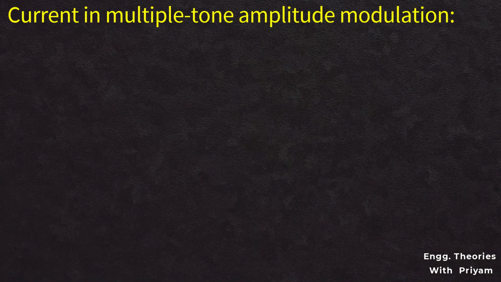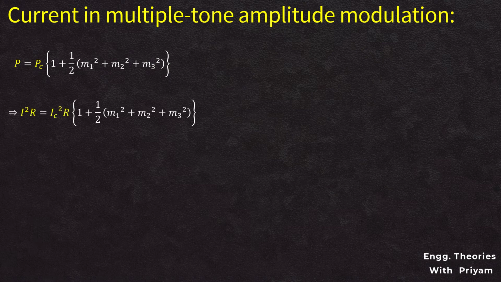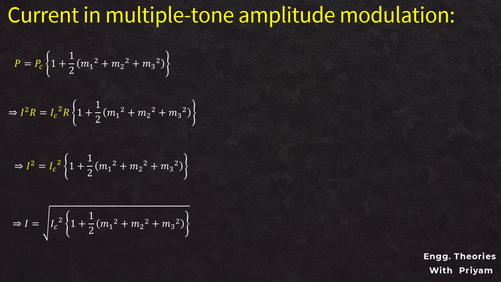Now, let's calculate the current in the multiple tone amplitude modulation. For multiple tone amplitude modulation, total power P is equal to PC into 1 plus half into M1 square plus M2 square plus M3 square. Replace P by I square into R and PC by IC square into R. Then the equation will become I square into R is equal to IC square into R into 1 plus half into M1 square plus M2 square plus M3 square. Eliminate R from both the terms, then it will become I square is equal to IC square into 1 plus half into M1 square plus M2 square plus M3 square. Now, this can be simplified as I is equal to IC into root over 1 plus half into M1 square plus M2 square plus M3 square.